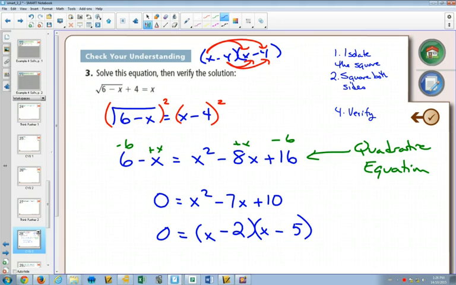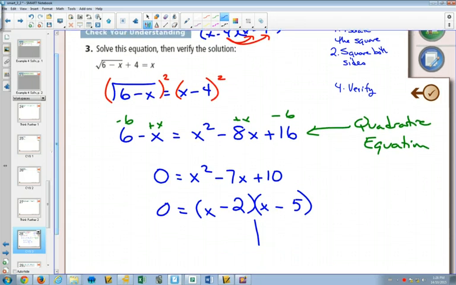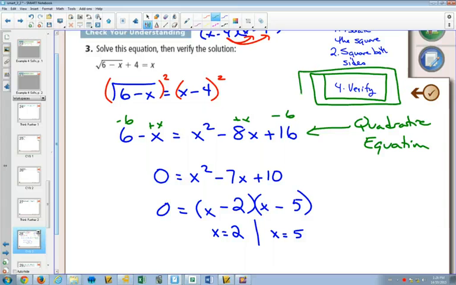So then we've changed it to multiplying, and the zero product property says, well, if two things are multiplied to equal 0, either this first one has to be 0, in which case x would equal 2. Or the second one would have to be 0, in which case x is equal to 5. Now, because this was a radical equation to begin with, we have to remember that we need to verify.